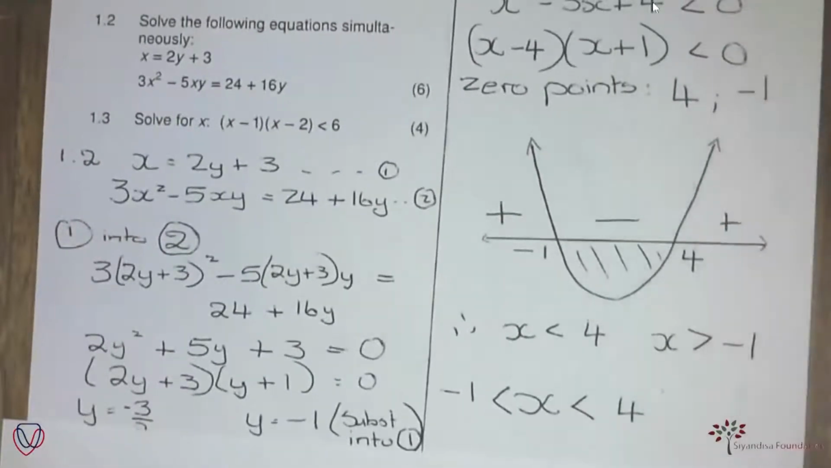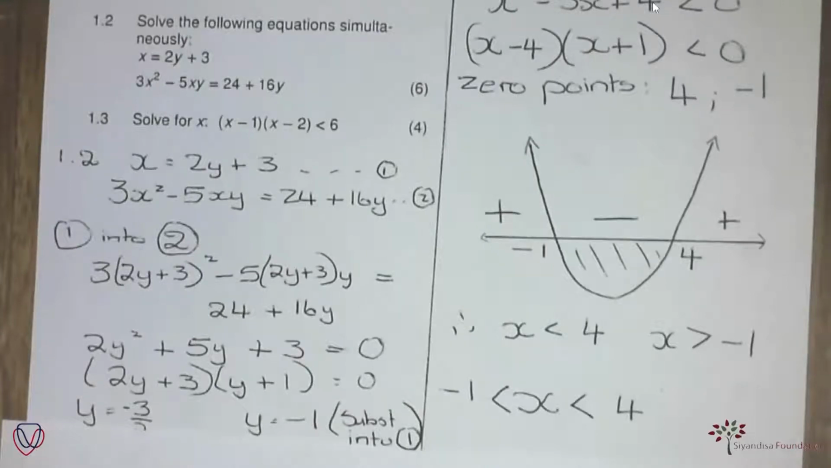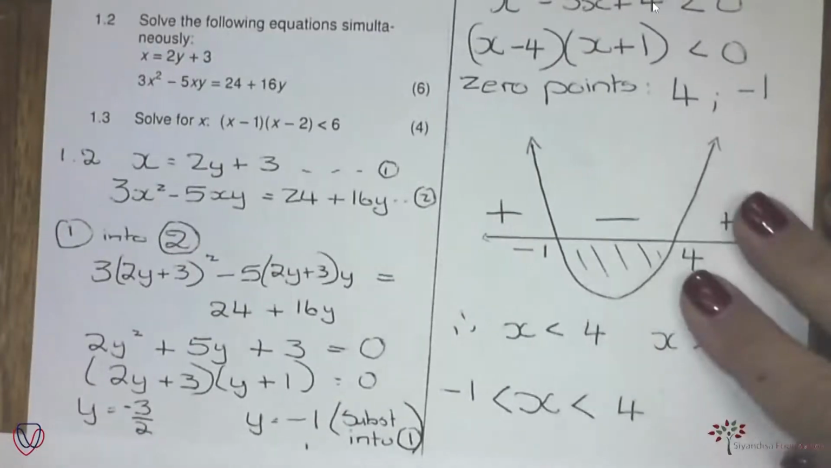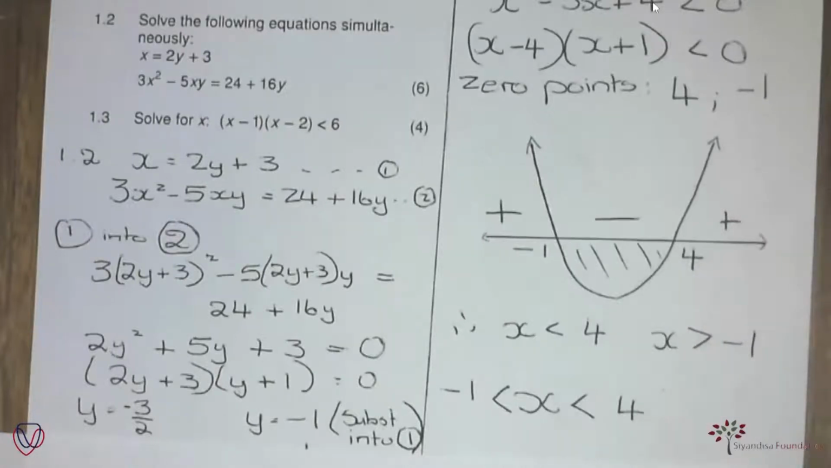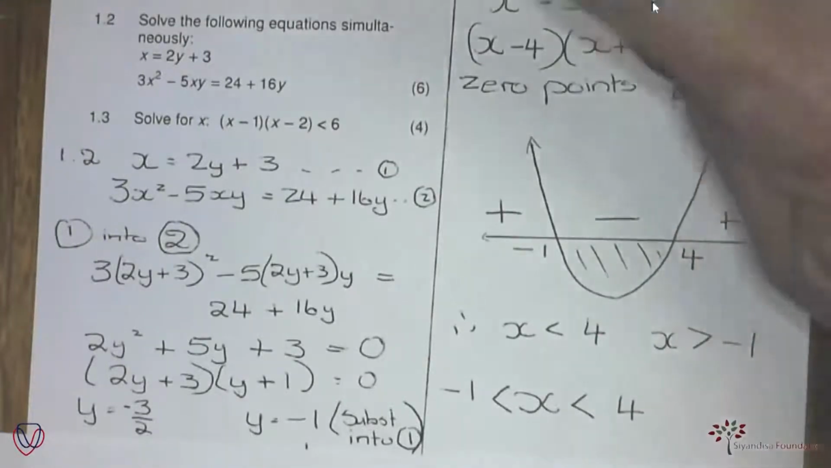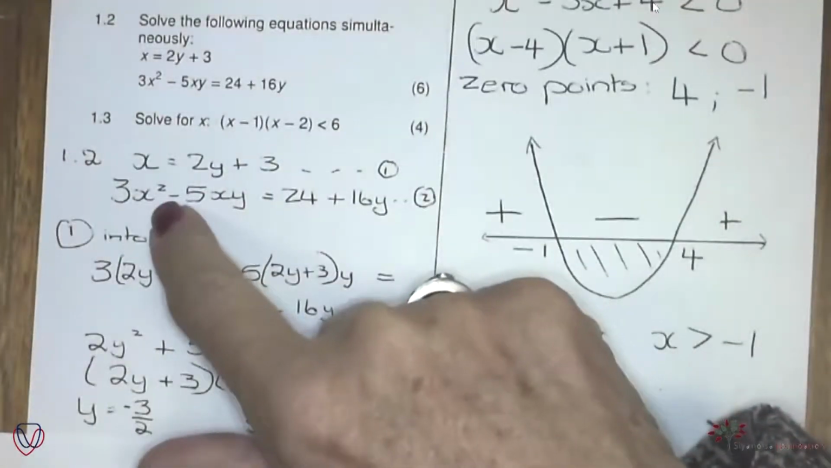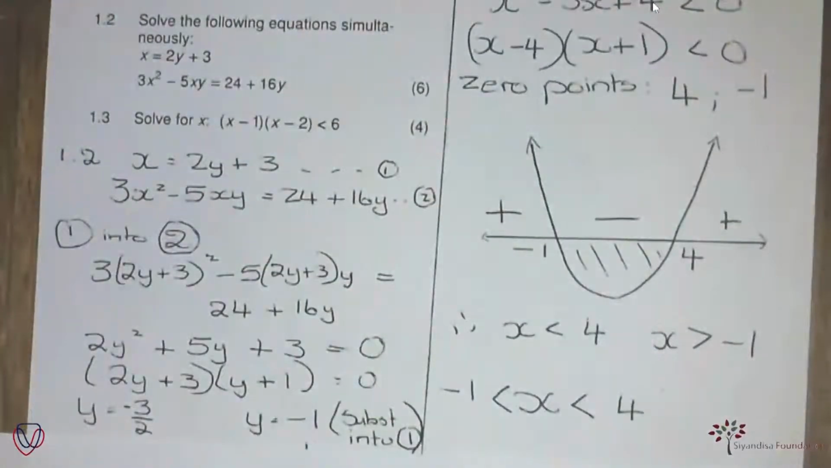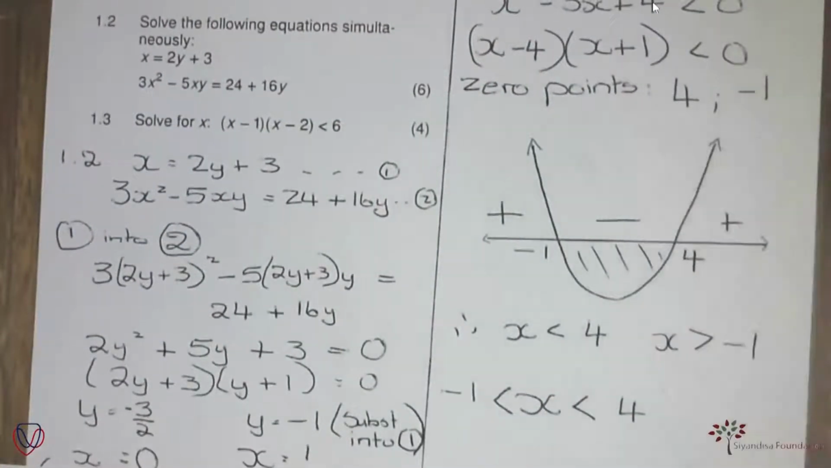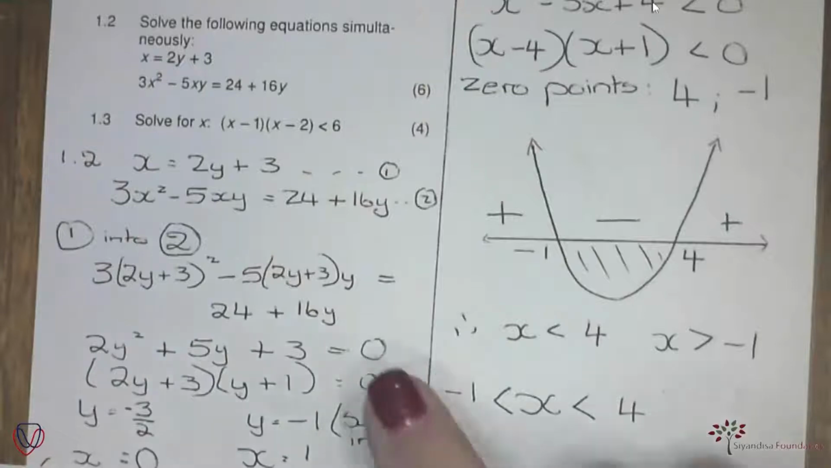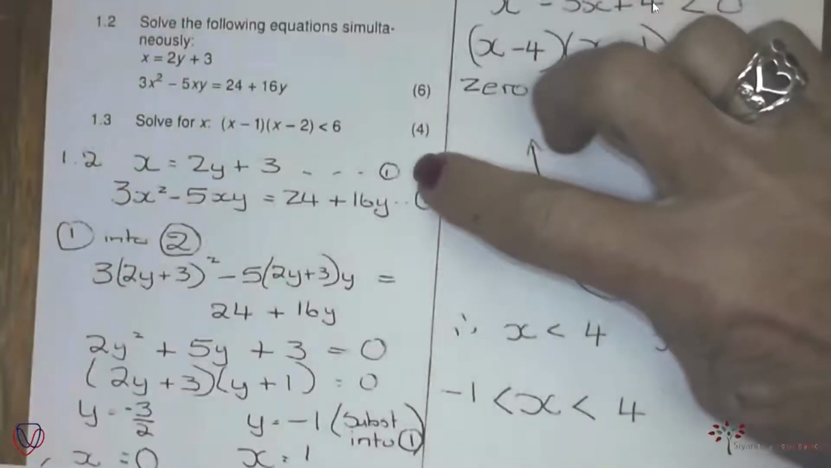Now I've got 2 values for y. I still need 2 values for x. Don't forget that. A lot of learners forget to finish the sum because they are so excited that they got it right there, and now they go on to the next sum, and they forgot about the x values. Remember, if you have a quadratic equation like this one, there will always be 2 values for x, 2 values for y. So now I'm going to substitute y is negative 3 over 2 into number 1.